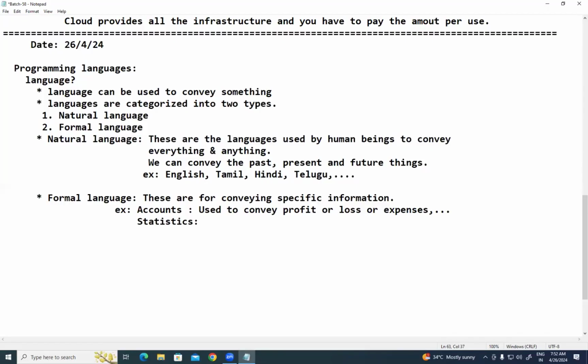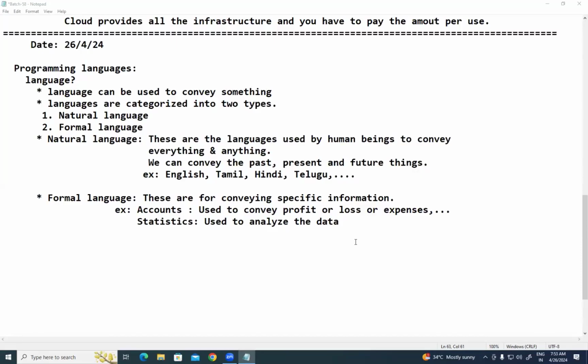So statistics is used to analyze the data. My question to you, can we do everything with the help of statistics? No. Can I use statistics to tell me the best route to move from, for example, Amirpet to Madhapur? No, we can't. Statistics doesn't tell me the best route to go from Amirpet to High Tech City.